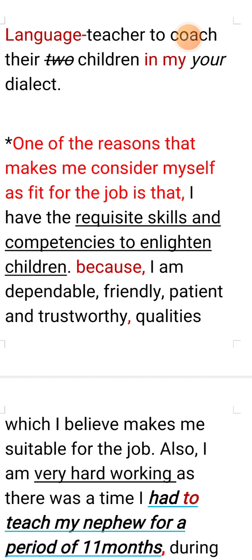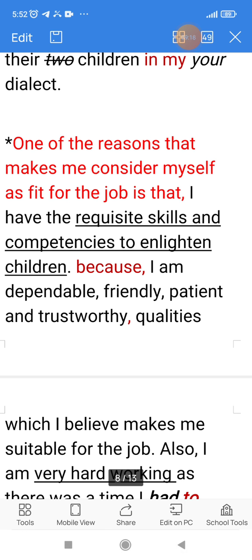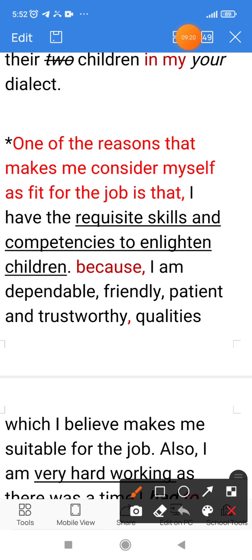I've underlined that part of the sentence because it sounds too ambiguous to say you have skills and competencies to enlighten children. And why would you say enlighten children? Enlighten is not the appropriate word to use here. So I will strike out this enlighten, okay? And moving on, continue.